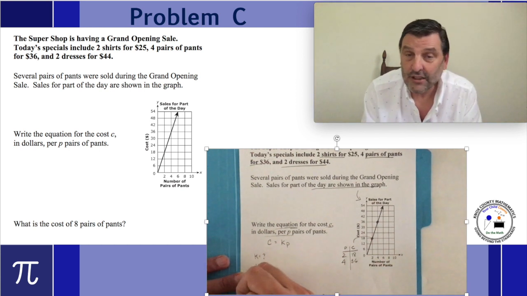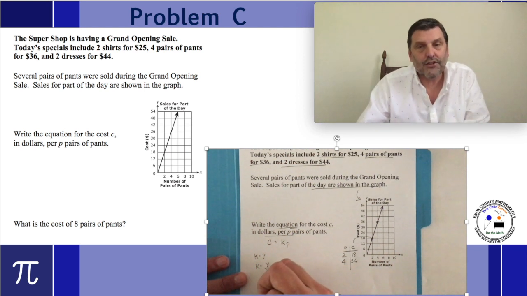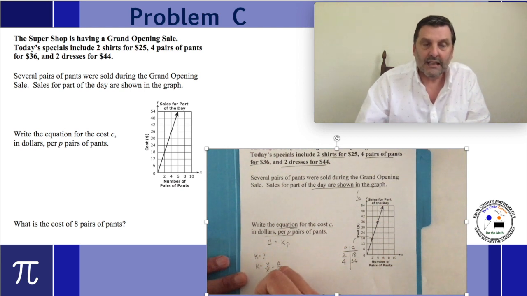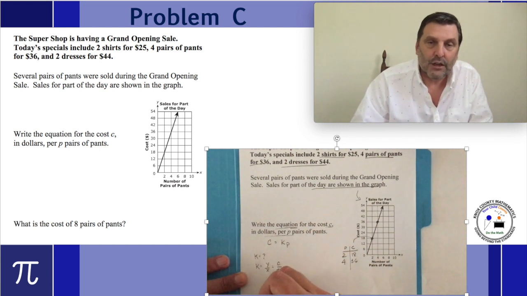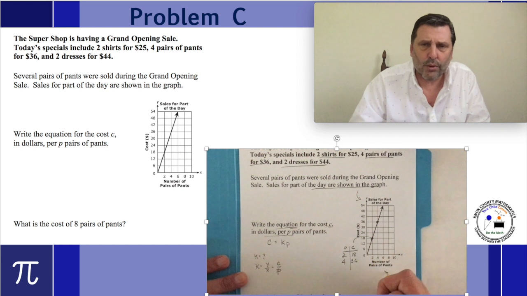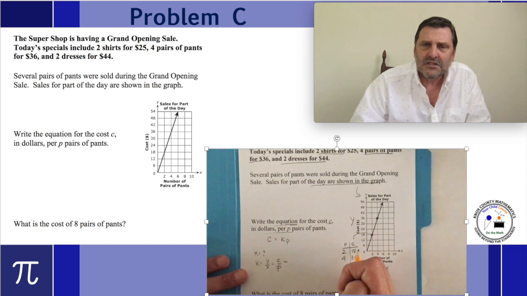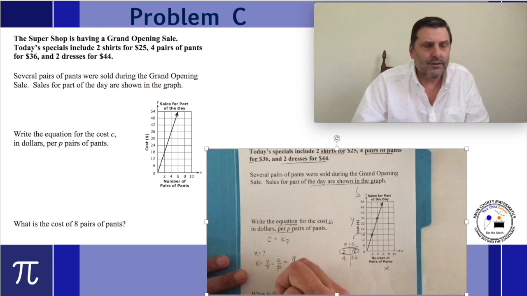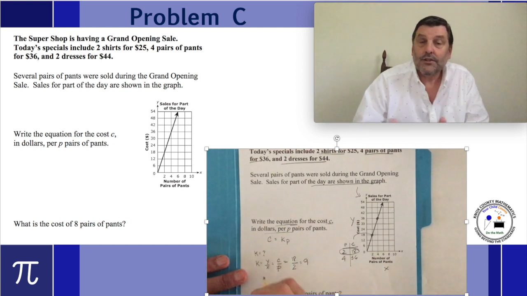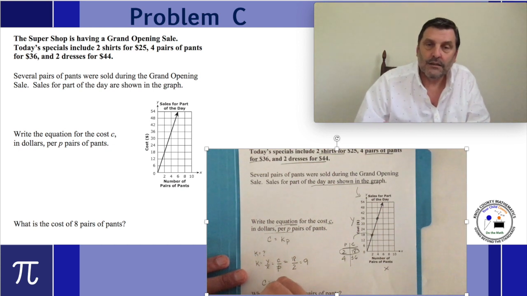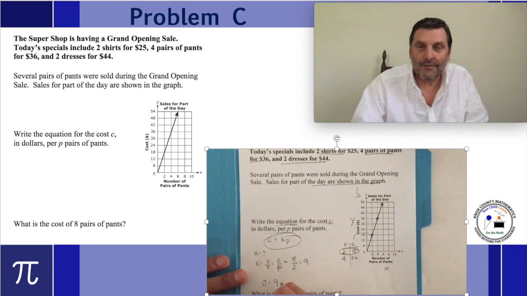Now that I've got a table, let's find that constant of proportionality. It's your ratio of y over x, or in this case, C over P. Let's see what that constant of proportionality would be. I'm going to choose one of those sets of ordered pairs. Doesn't matter which one, because it should be the same. If I choose 18 and 2, I'm going to choose 18 divided by 2, and that equals 9. So my equation is C equals 9 times P.